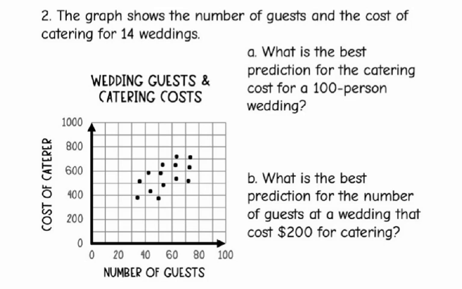Question 2. The graph shows the number of guests and the cost of catering for 14 weddings. Okay, cool. So let's check this out real quick. Let's draw our trend line. All right, I'm going to go with green. It's got a positive slope here, a positive trend. Let's cut there and go, I don't know, around there.